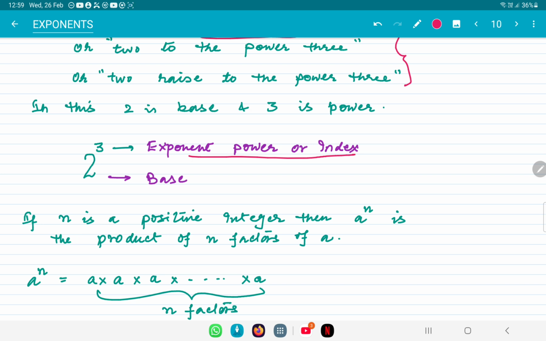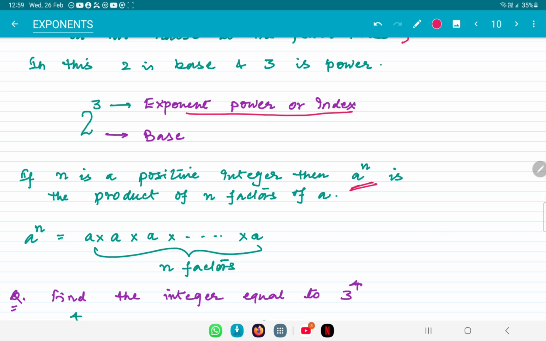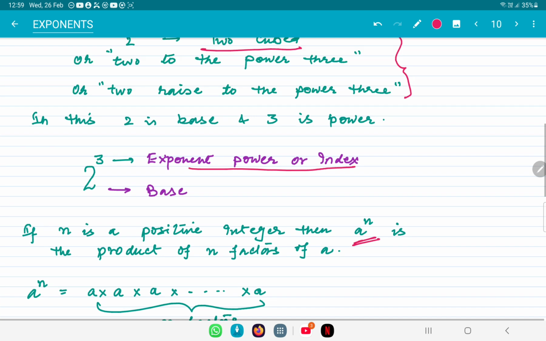If n is a positive integer, then a raised to the power n is the product of n factors of a. Or a raised to the power n means a will be multiplied n times, so a into a and so on, because there are n factors. In a raised to the power n, a is the base and n is the power, or index or exponent.